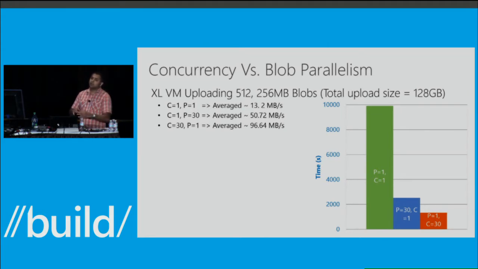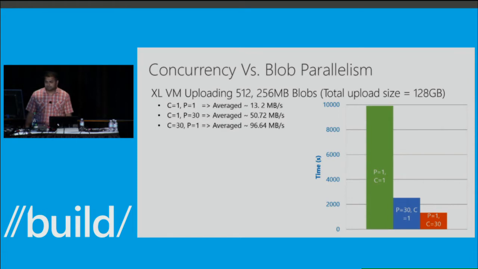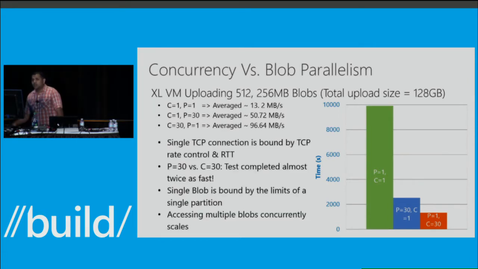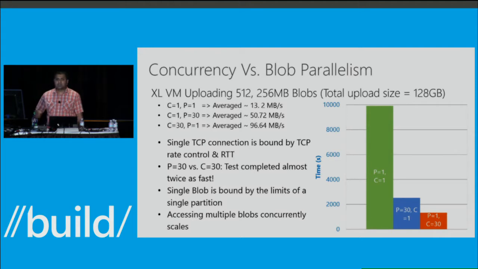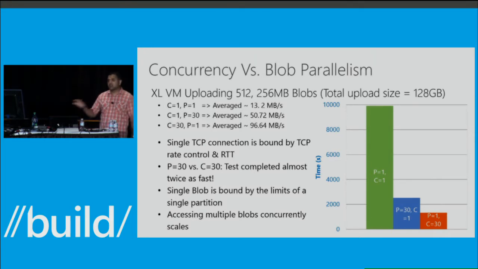And if I upload multiple blobs with a single parallelism factor as such, no parallel upload of blocks within those multiple blobs, then I achieved about 96 megabytes per second. Why is this? With C1P1, what happens is you have a single TCP connection to the storage service. You're bound by the TCP rate control and round trip time. And so this is going to kind of restrict your latency as such. So you're talking more about latency, and you have a single endpoint.